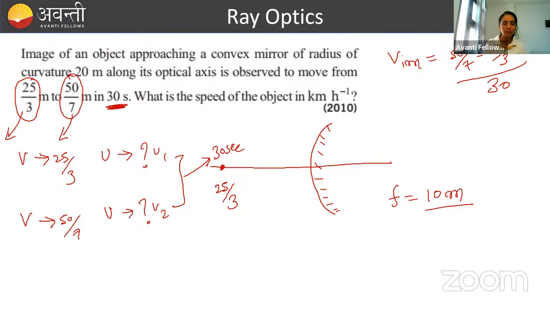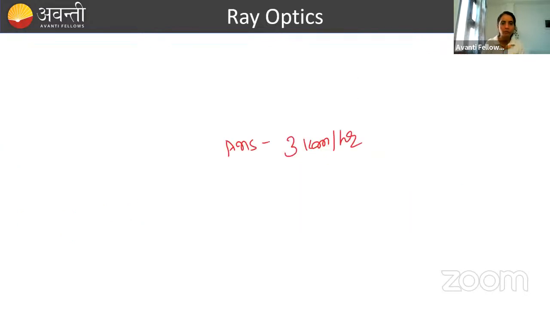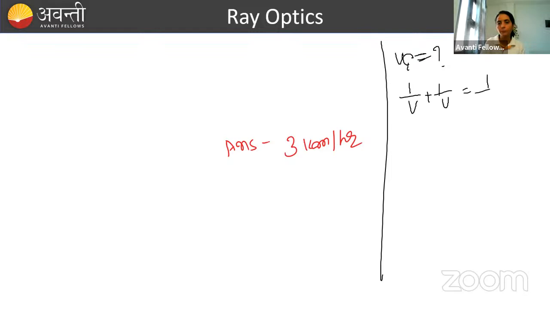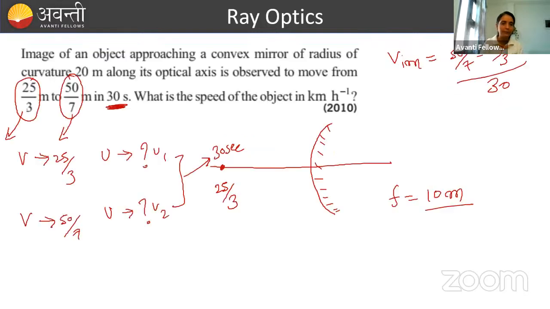So this is a mirror formula. Just calculate first what? U1. So how much will your U1 be? Let's try to find U1. So what is the mirror equation? 1 by V plus 1 by U equal to 1 by F. So what is this V? This V is already given, and that is equal to 25 by 3.